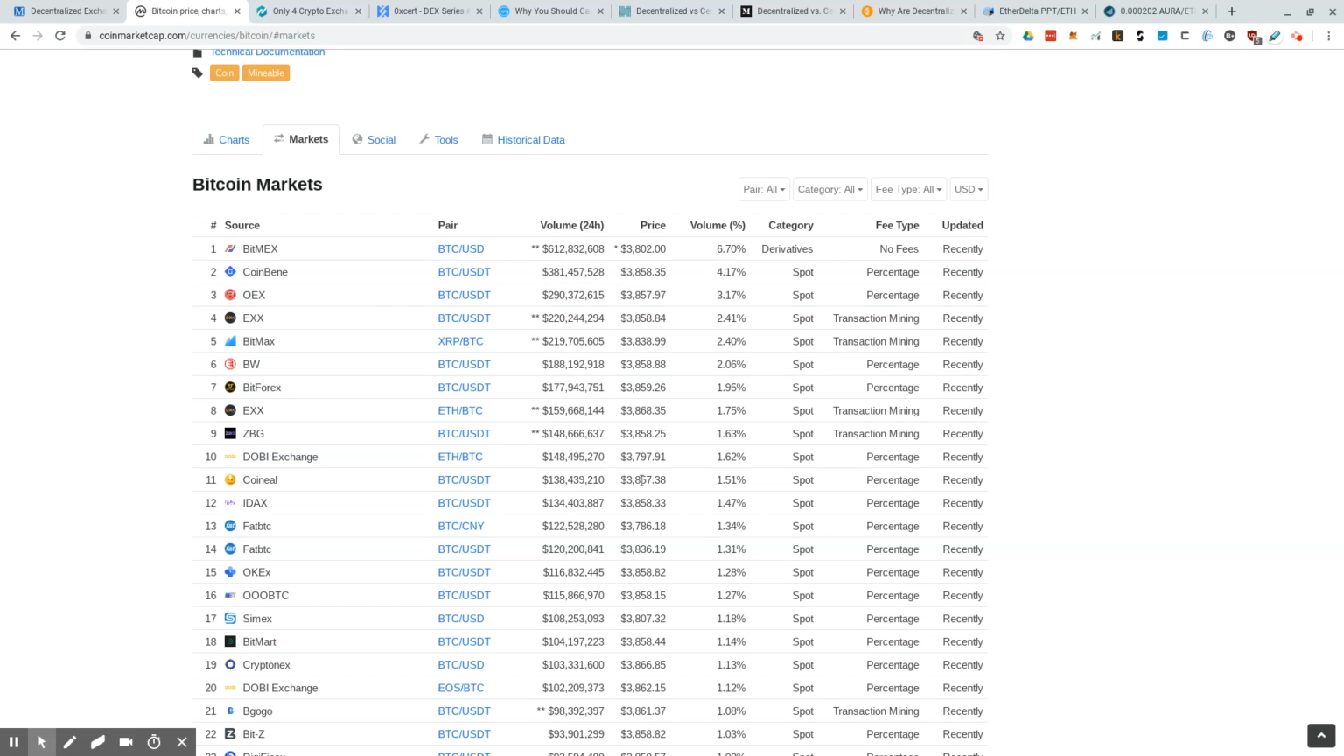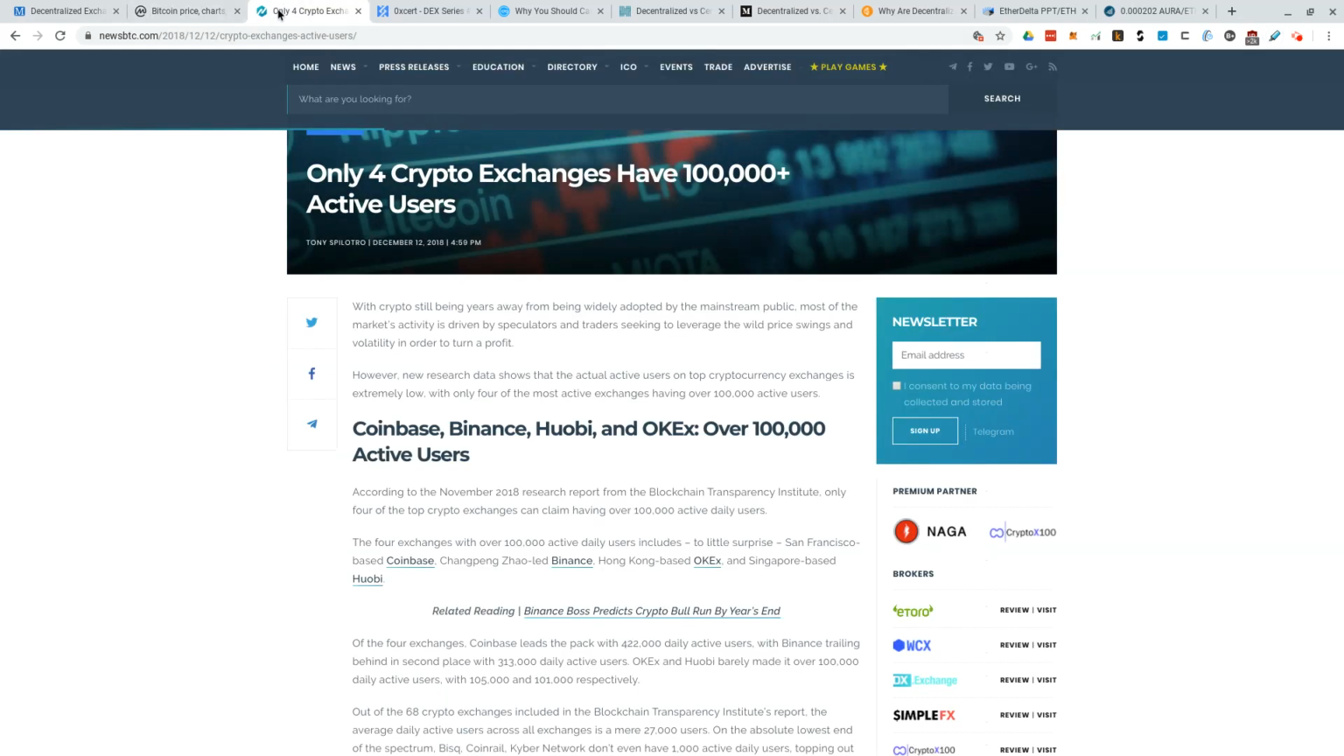So this is one of the reasons why moving to decentralized exchanges is going to be very important in the future, because it will actually take care of a lot of this stuff. Another point that I wanted to bring up is the actual number of users that the exchanges have. There are only a few exchanges that actually have a large number of users.